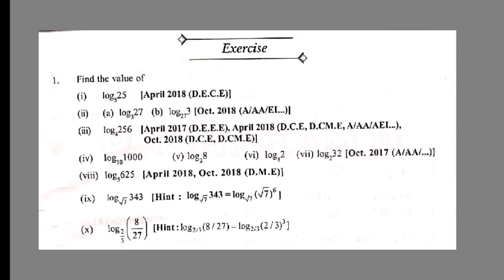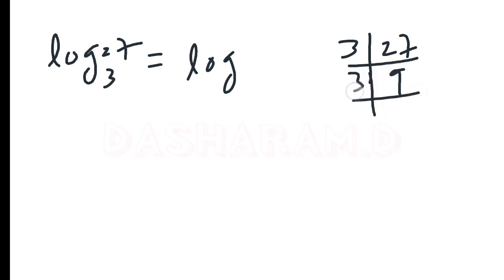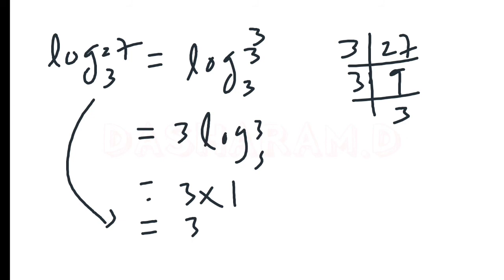Next, second question. In the second we have 2 questions: log 27 base 3 and log 3 base 27. For log 27 base 3, we get the 3 table for 27: 3 nines are 27, 3 threes are 9. So 27 can be written as 3 cube, base 3. Same, log a to the power of m equals m log a. So it equals 3 into log 3 base 3, answer is 1. So log 27 base 3 answer is 3.